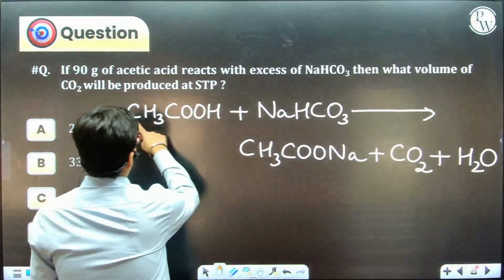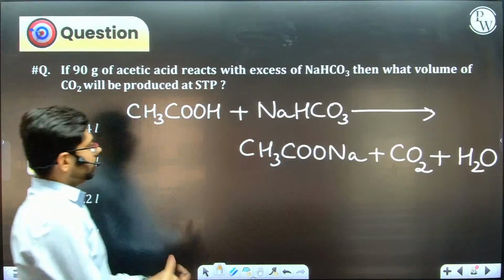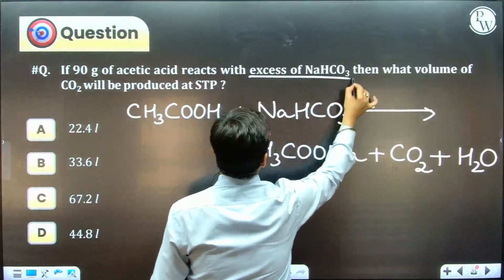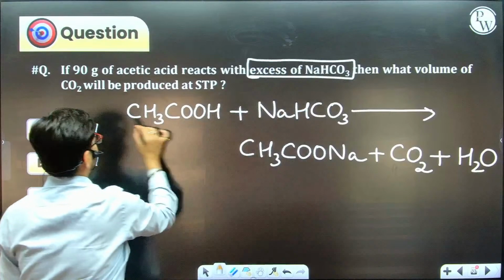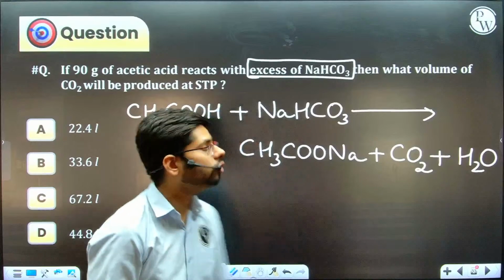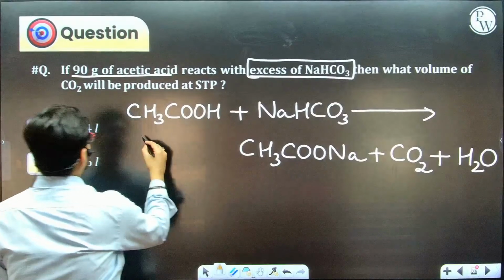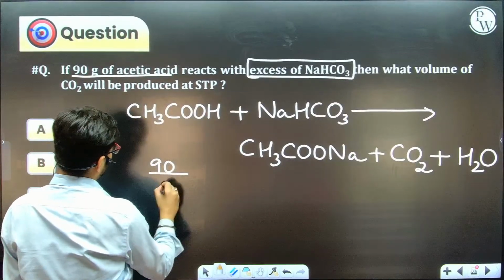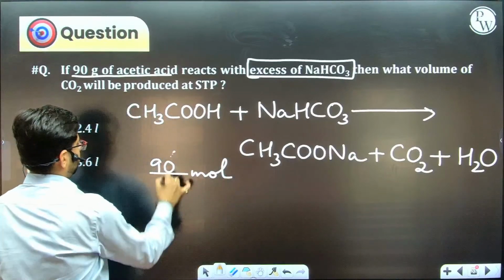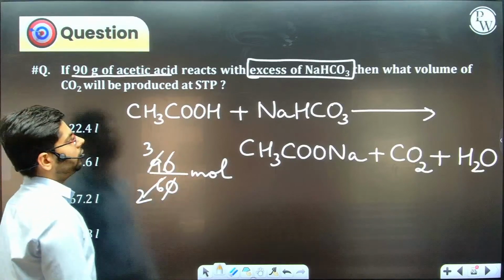Let's check whether this equation is balanced or not. Okay, so CH3COONa, and yes, it's balanced. So let's apply mole concept. Already they have mentioned that excess of NaHCO3 has been used, which means acetic acid is the limiting reagent. And we know that all calculations of stoichiometry are based on the limiting reagent. 90 grams of acetic acid. So how many moles of acetic acid reacted? 90 upon 60, because 60 is the molar mass. So this is the moles of acetic acid reacted. 1.5 moles. 3 by 2 is 1.5.